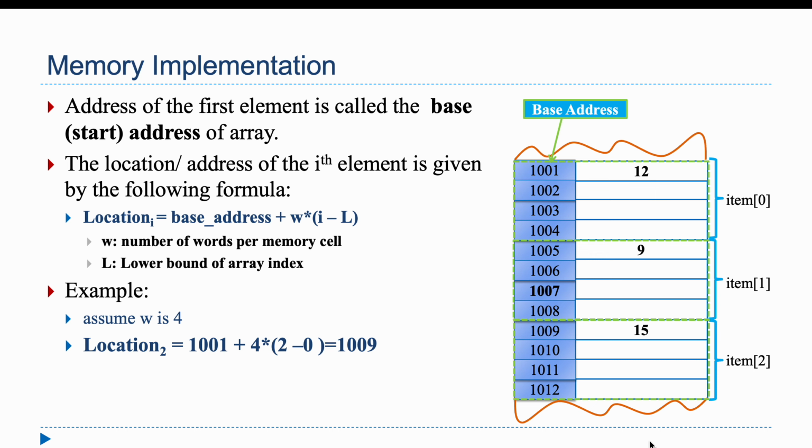For example, let's assume that W is 4 and we have an array with a lower bound of 0. If we want to find the location of the second element in the array, we can use the formula location of 2 equal to the base address, that is 1001, plus 4, that is number of words per memory cell, multiplied by the index 2 minus the lower bound, that is 0. This means that the location of the second element in the array is 1009.